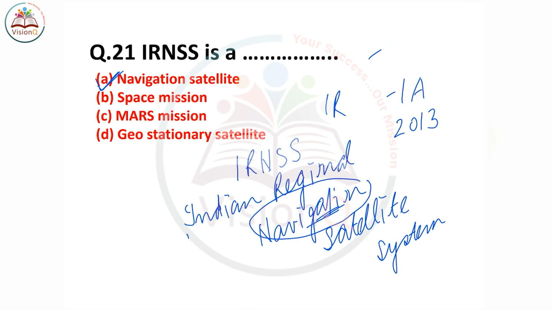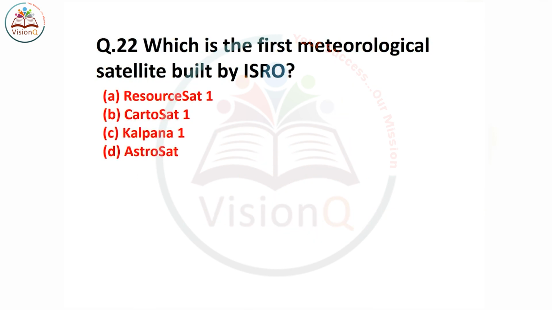So let us see the next question, question number 22. Which is the first meteorological satellite built by ISRO? Satellites used for weather purposes, weather forecasting and all. The first meteorological satellite which was built by ISRO is the Kalpana 1.